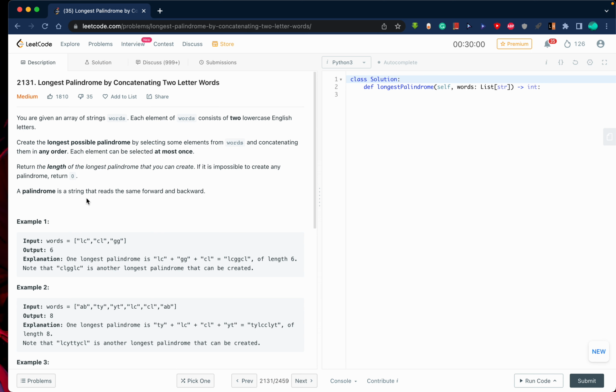For guys who don't know what a palindrome is, it's a word that is read the same front and backwards. So words like madam, Malayalam. If you read them from front or from back, they read the same.